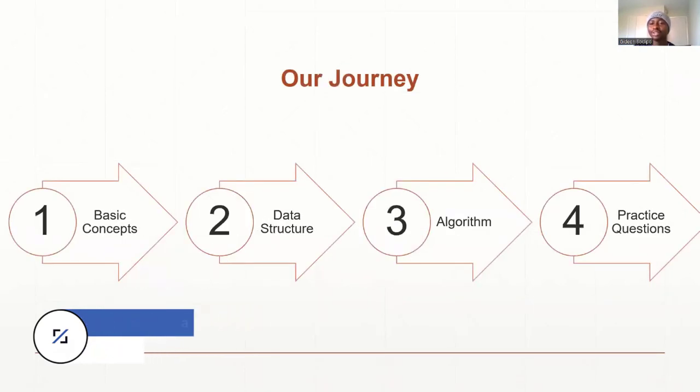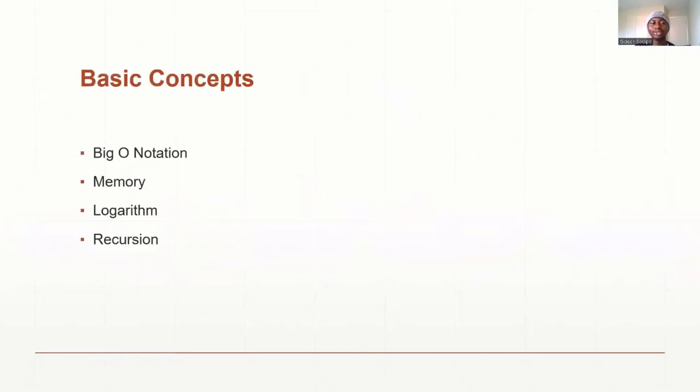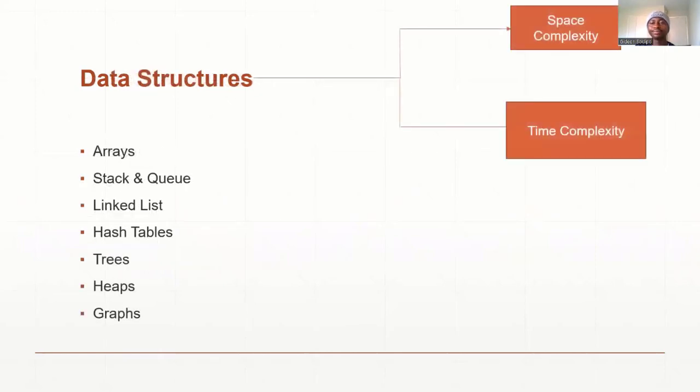Data structures and algorithm is a course that will help you dive deep into the concepts as well as the implementations of data structures and algorithm. The course has been divided into multiple stages, covering the basic concepts, data structures, and algorithms. Then we also have time to practice questions. We start our journey with big O notation, and we understand how memory works in our system, understanding how logarithm works, and exploring the concept of recursion.